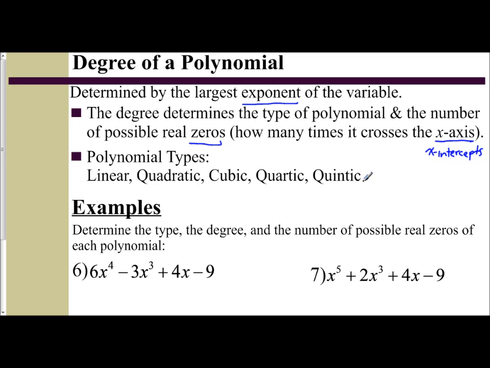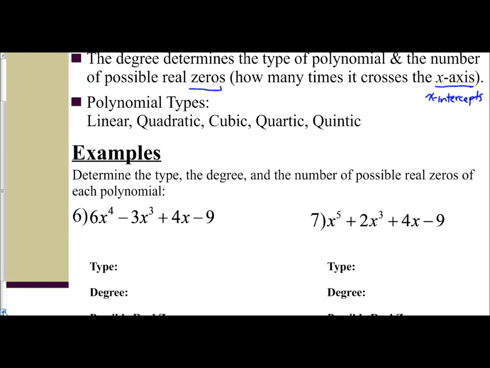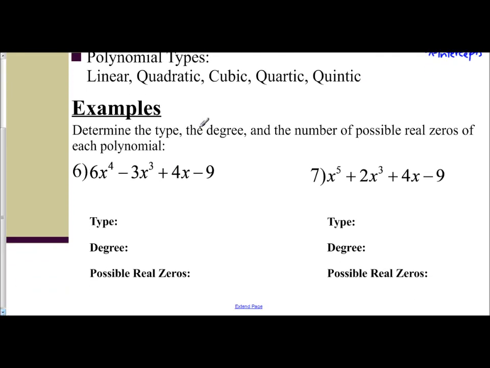And so we're going to take this idea that to determine the degree of a polynomial, we need to figure out what the largest exponent of the variable is. That's going to tell us the shape of the graph, which tells us the type of polynomial and the number of real zeros. So let's take a look at these two examples. Determine the type, the degree, and the number of possible real zeros of the polynomials given.